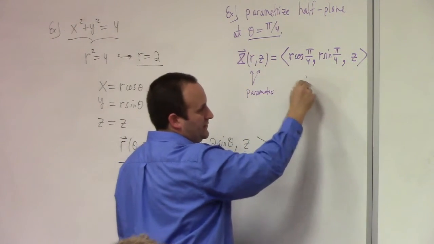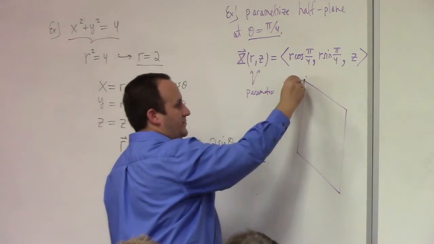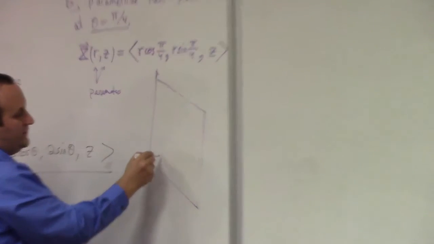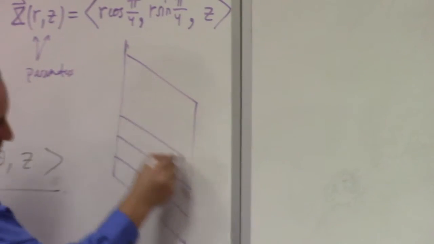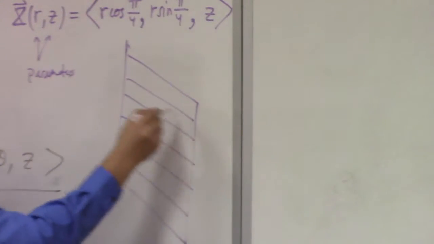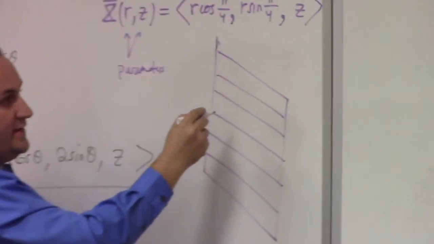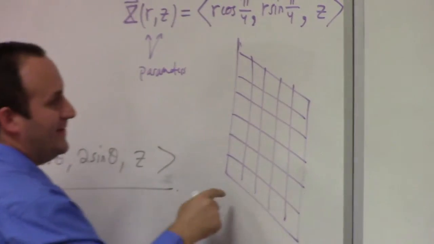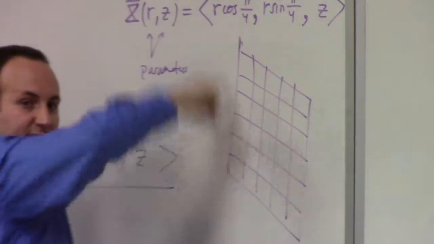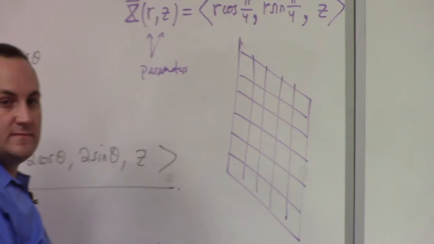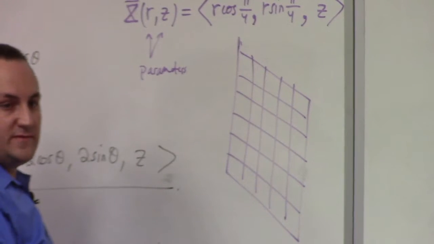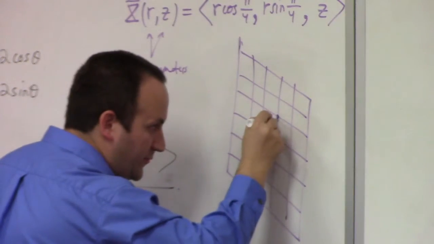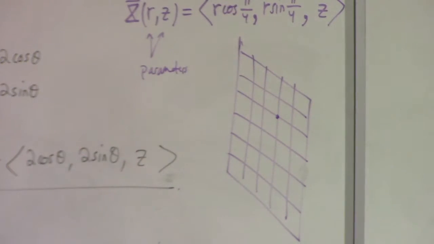Geometrically, what's going on here? Here's your half plane, right? Here's z equals constant. These are lines where z is constant and r is varying. And then these guys are when r is constant and z is varying. Those are your parameter lines. You give me a specific value of r and z, it picks out a specific point on this half plane. Okay.